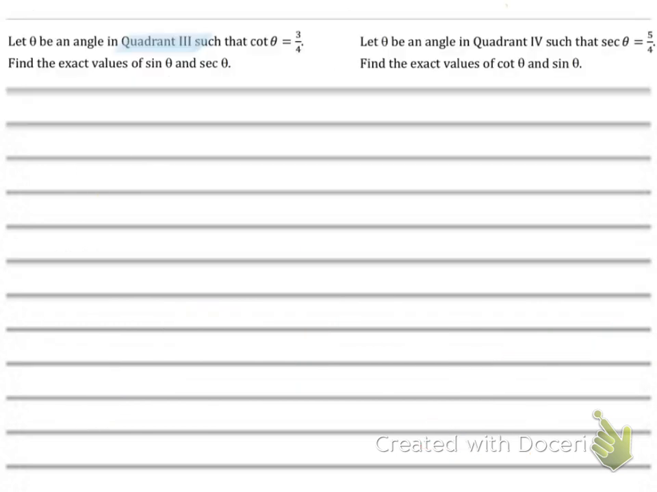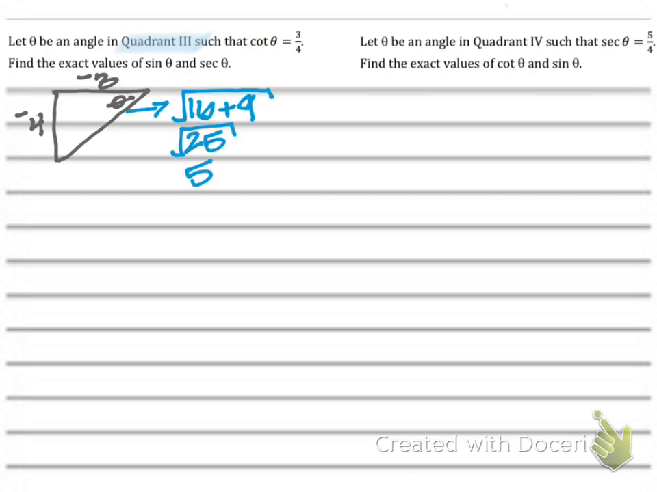Next, we are in quadrant 3. So we'll draw our triangle in quadrant 3. And then they give us the information for cotangent. But since we're in quadrant 3, we know that both of those have to be negative, right? We'll find our third side using the Pythagorean theorem. This is a 3, 4, 5, which is another Pythagorean triple. Then we'll find our sine and our secant. So the only difference between these and the two we did before is that now they're giving us the reciprocal identity information instead of our basic identities.